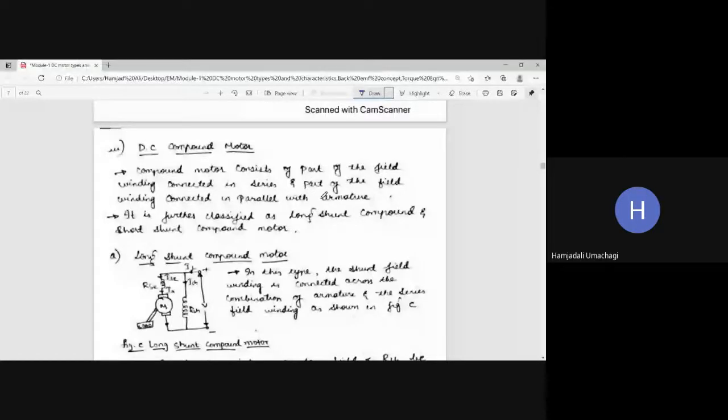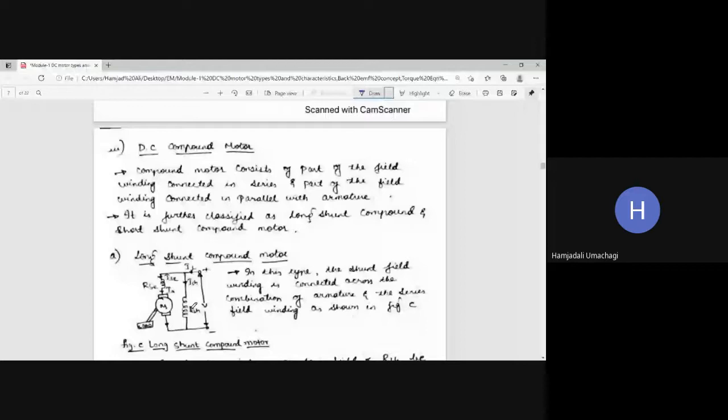So usually what we are doing is dividing the field winding. Usually this is the field winding, right? So this field winding, we are dividing it into two half sections. One part of the winding will be connected in series with the armature, and the other part of the field winding will be connected in parallel with the armature. If that is the case, then that type of motor we call a compound motor.